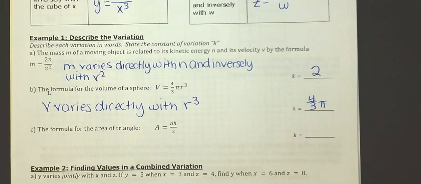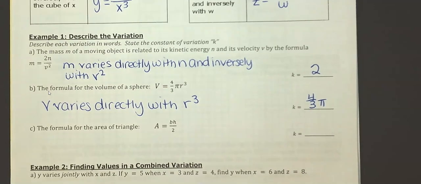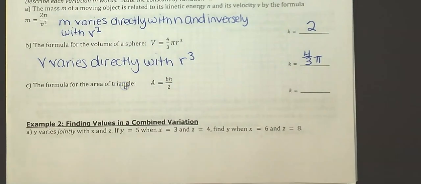The last one's area formula for a triangle. This is kind of tricky. Can anybody tell me what the constant of variation is if you're finding the area of a triangle?